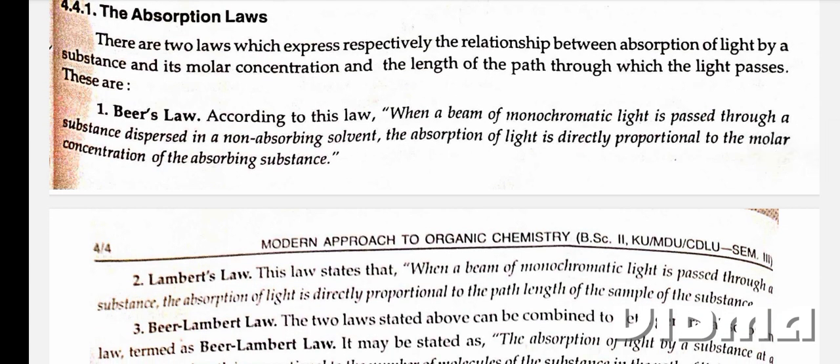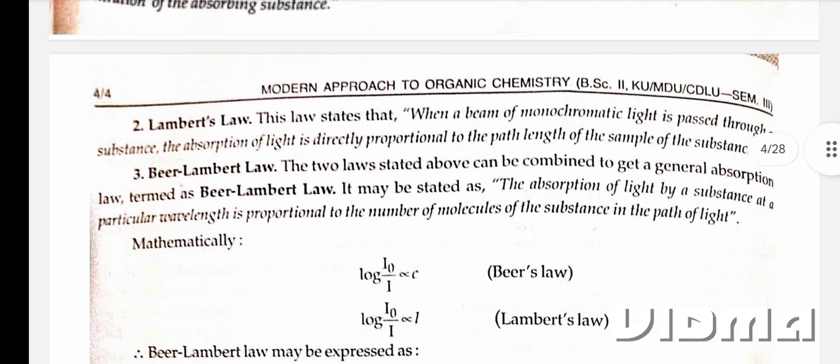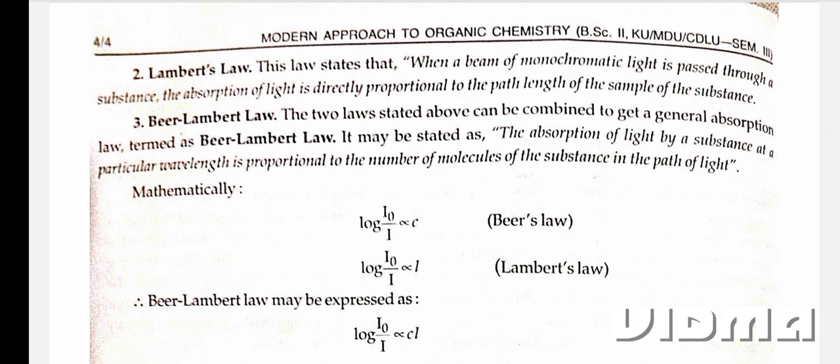The absorption laws. There are two laws which express respectively the relationship between absorption of light by a substance and its molar concentration and the length of the path through which the light passes. These are Beer's law. According to this law, when a beam of monochromatic light is passed through a substance dispersed in a non-absorbing solvent, the absorption of light is directly proportional to the molar concentration of the absorbing substance. Lambert's law. This law states that when a beam of monochromatic light is passed through a substance, the absorption of light is directly proportional to the path length of the sample of the substance.